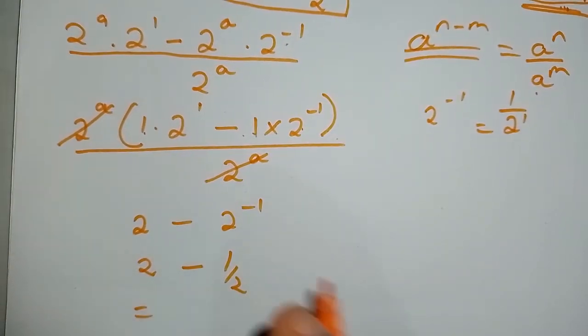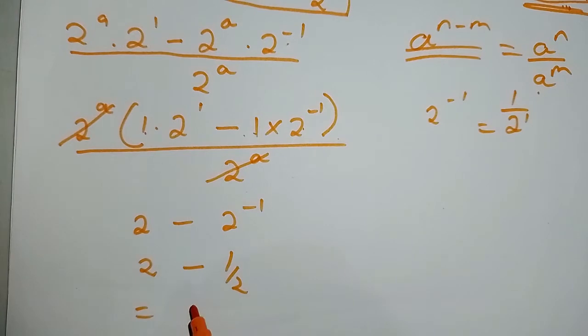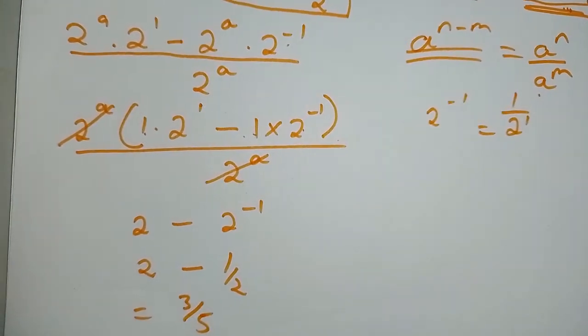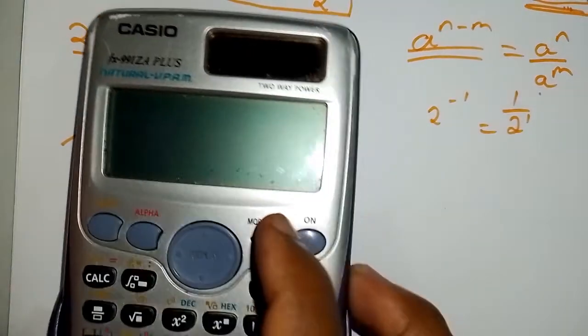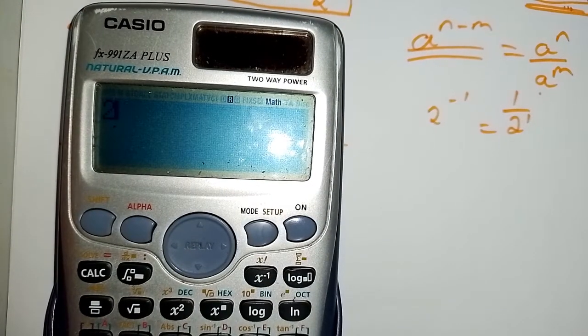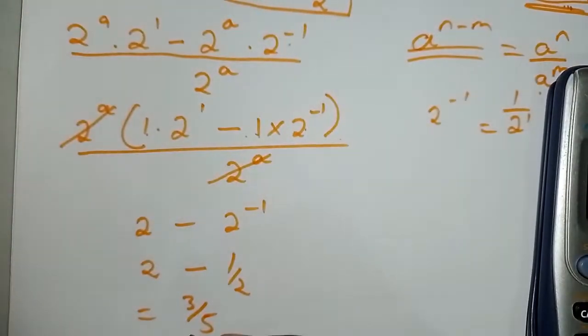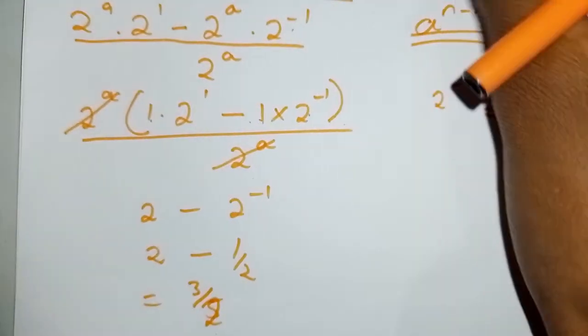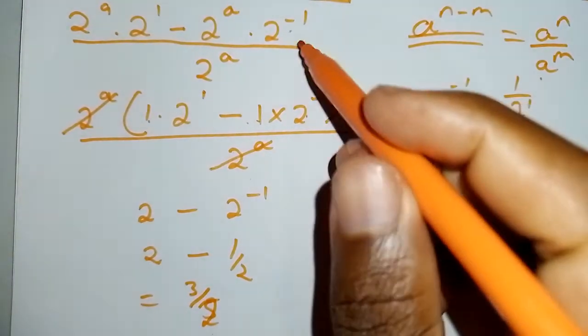Then what is 2 minus half? I believe it is going to be 1.5, which is 3 over 5. Right? Let's just make sure the answer is correct. 2 minus half. Oh, not 3 over 5, but 3 over 2, 1.5. Made a mistake there. Okay, now, let's take this.